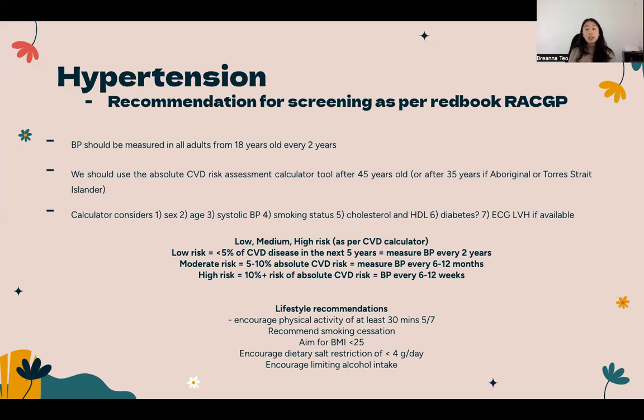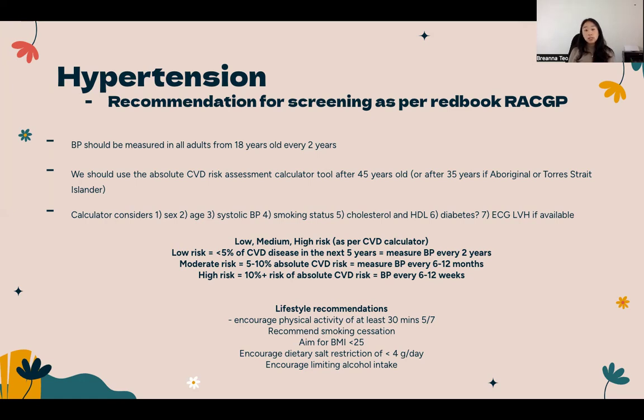The things that the calculator or the risk assessment tool needs is the patient's sex, age, systolic blood pressure, smoking status, cholesterol and HDL, diabetes, if it's present or not, and then an ECG for potential left ventricular hypertrophy if it's available.